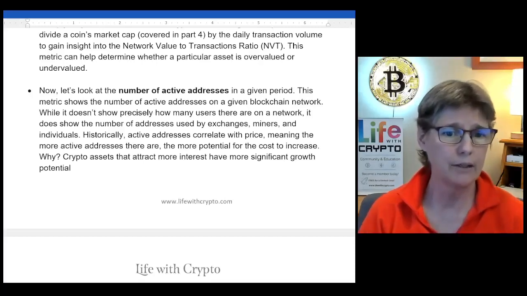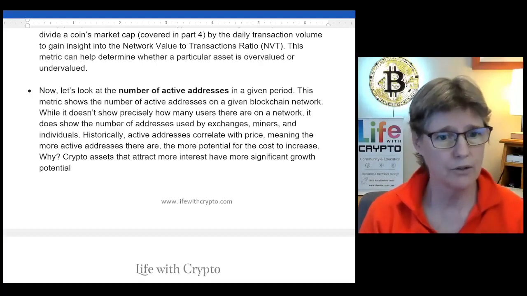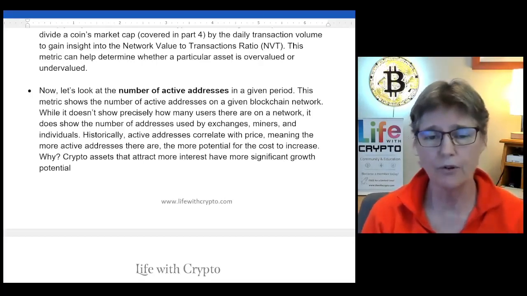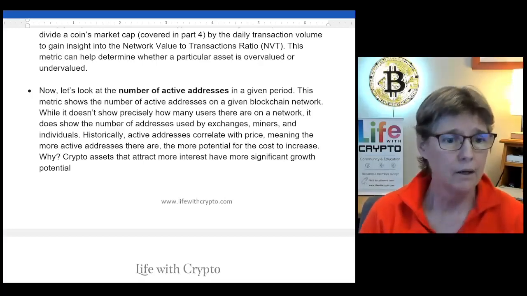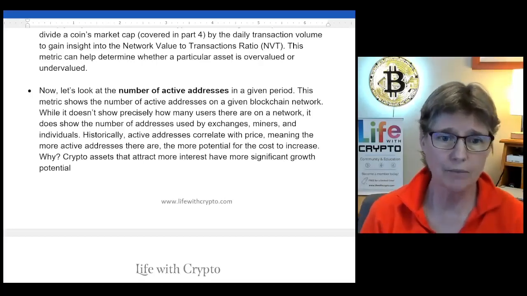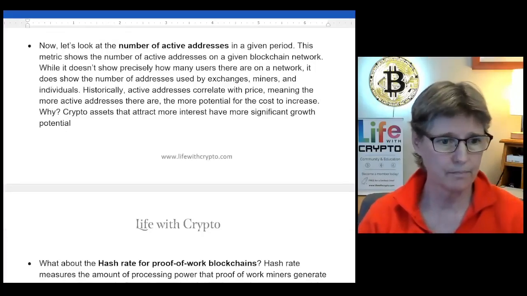Historically, active addresses correlate with price, meaning the more active addresses there are, the more potential for the price to go up. Why? Well, because crypto assets that attract more interest have more significant growth potential.